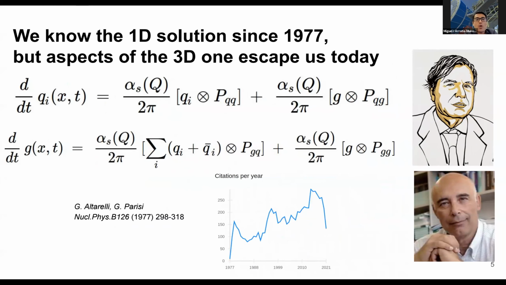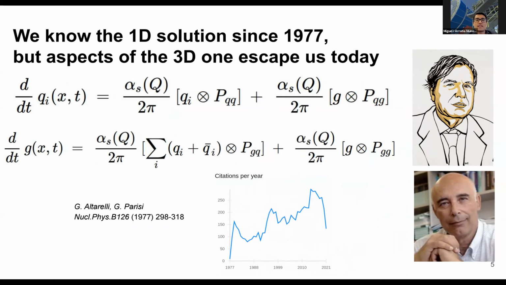So we actually know the one-dimensional solution since 1977. This is a work by Guido Altarelli and Giorgio Parisi that we all know. But aspects of the 3D equivalent of these equations actually escape us today. They're much more complex and therefore more interesting than the one-dimensional version that Guido and Giorgio discovered a while ago.